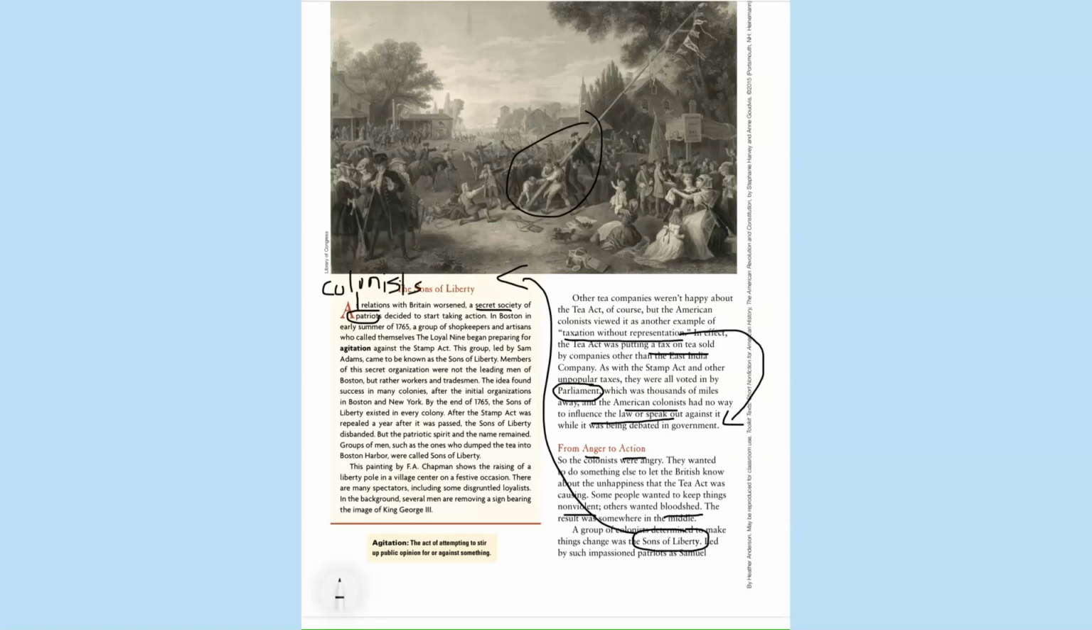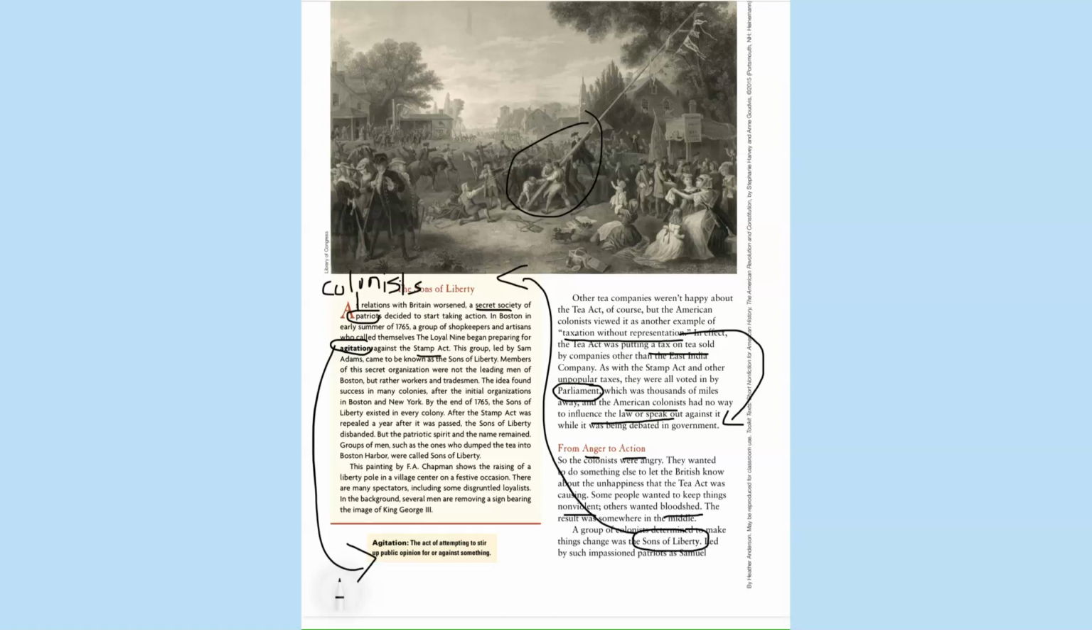In Boston, in early summer of 1765, a group of shopkeepers and artisans who called themselves the Loyal Nine began preparing for agitation against the Stamp Act. And I see that agitation is in bold words, so before I continue reading, let's see what that word means down here. Agitation, the act of attempting to stir up public opinion for or against something. So basically they wanted to start bringing up the things that were making them unhappy. Okay, so they started to talk against the Stamp Act.